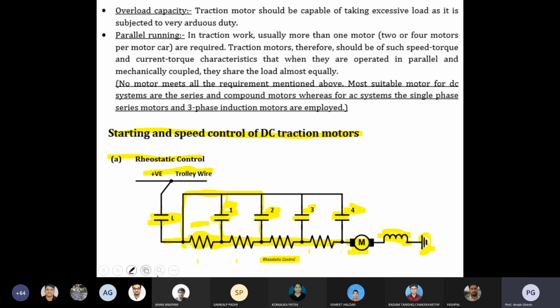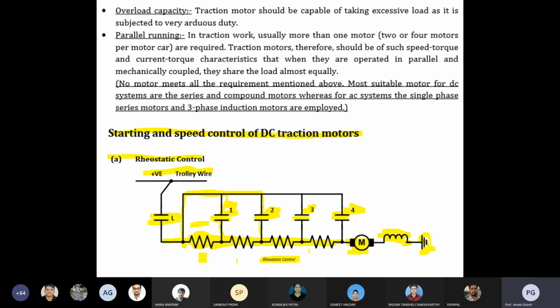Automatically, as you are turning on that voltage, the motor speed will be automatically controlled. Sometimes it will be controlled, sometimes it will not be controlled. So the motor speed will be varying. By this way you can change it.